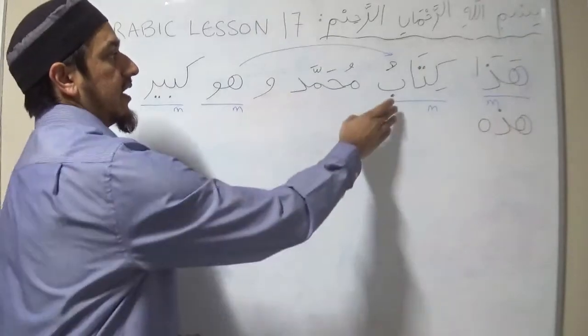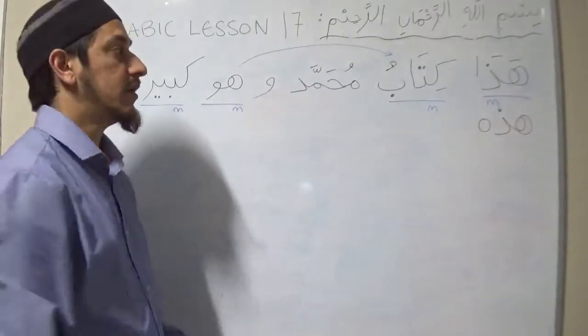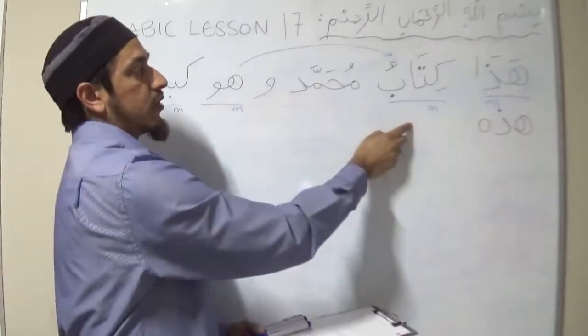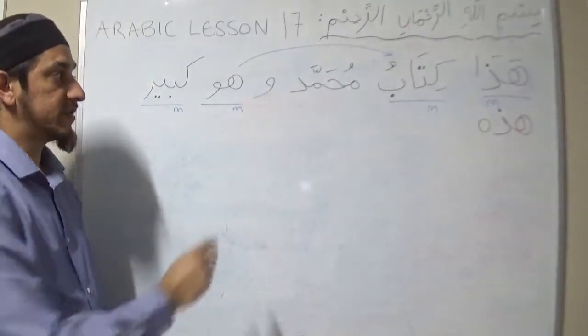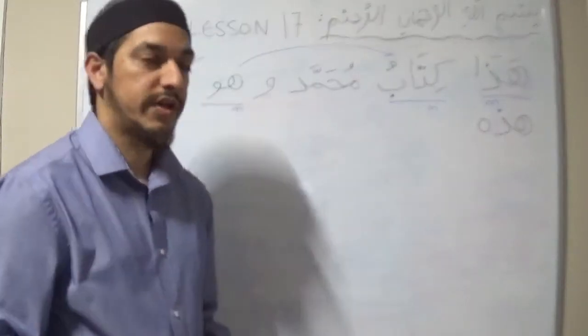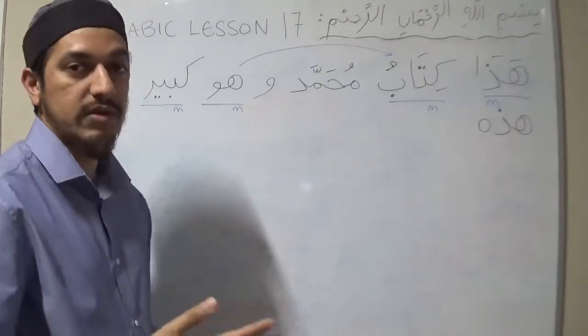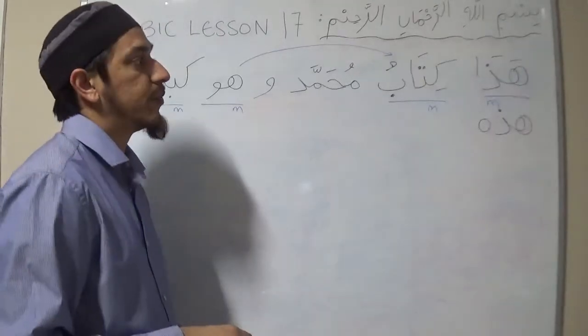If we said Hada Kitabu Sophia, this is the book of Sophia, we will still say Wahuwa Kabir because we're referring to the book, we're not referring to Sophia. So if there's something in the sentence we're referring to Sophia, it will change. So that's how it's a flavor of Arabic changing with how you use gender when that comes in.